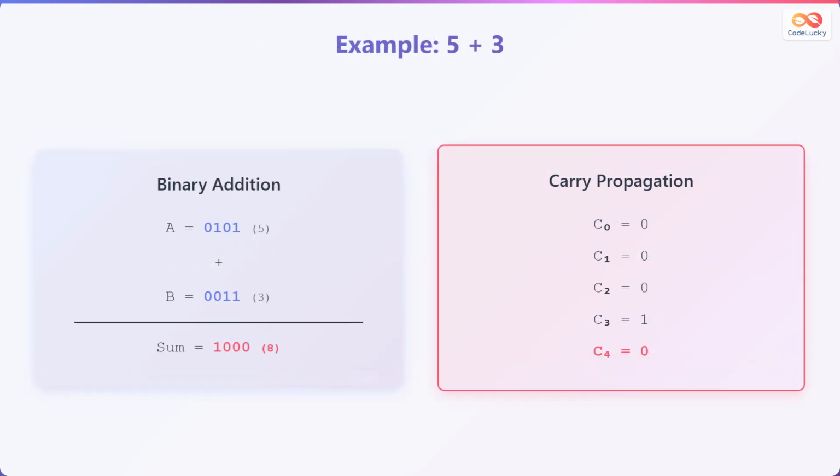Let's calculate 5 plus 3 using the ripple carry adder. The binary representation of 5 is 0101, and 3 is 0011. Adding these together, we get 1000, which is 8 in decimal. Now let us look at the carry propagation. C0 is 0, C1 is 0, C2 is 0, and C3 is 1. Finally, C4 is 0.